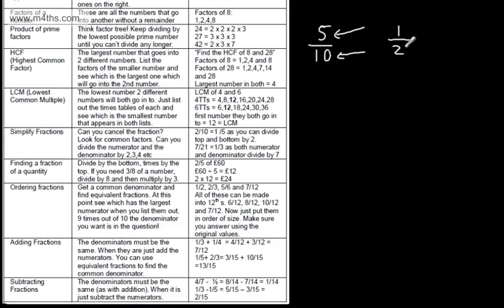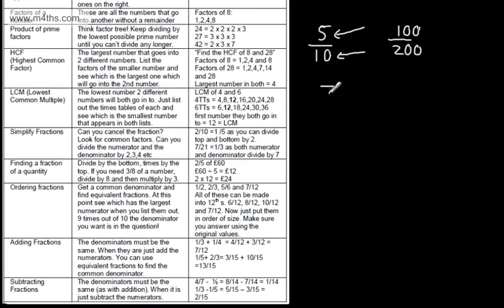Now, if we were asked for an equivalent fraction here, we could say that's going to be 10 over 20. We could say it's 100 over 200. So these are all equivalent fractions. They have the same value. Let's look at another one.